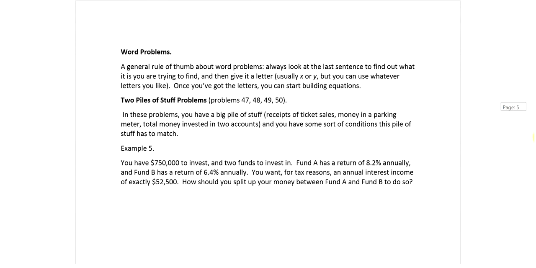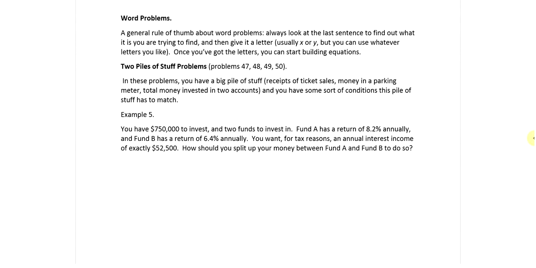Okay, what else is in section 1.1? Word problems, everybody's favorite. So, the general rule of thumb about word problems: the last sentence will tell you what it is you're trying to find. Once you find the last sentence, you can give it a letter. Usually we call it X or Y, but you can call it whatever you want. And once you've got the letters, then you can start building equations. And once you can build equations, you can solve the problem.